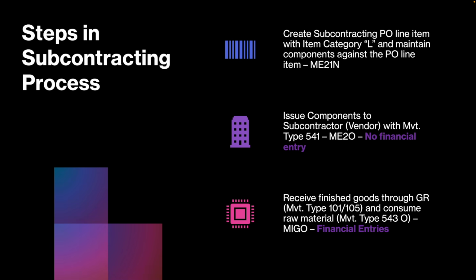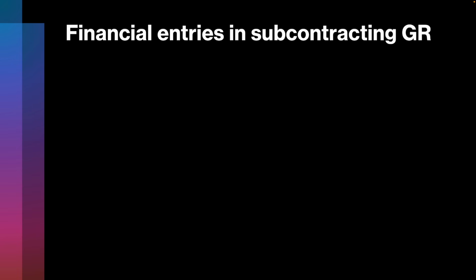Now at this process, the financial entries will happen and all the financial documents will get posted at this step only. So the three steps are: you have to create the purchase order line item with item category L, you have to issue the components to the vendor, and you have to receive the finished product and consume the components through a single GR step. So now let's see what all financial entries will get posted when you do GR of your finished product.